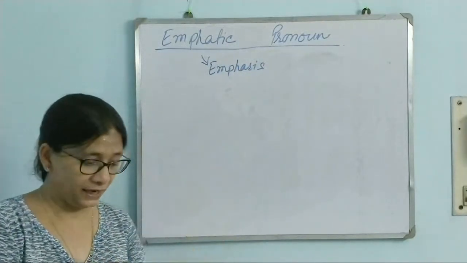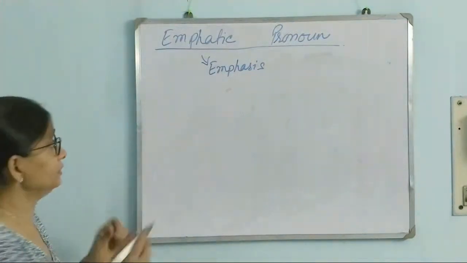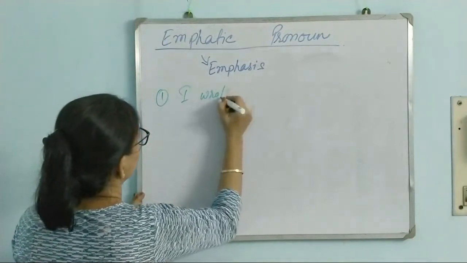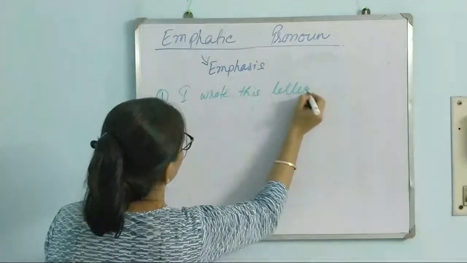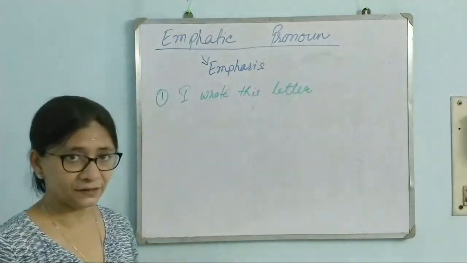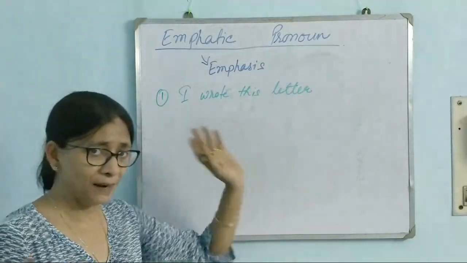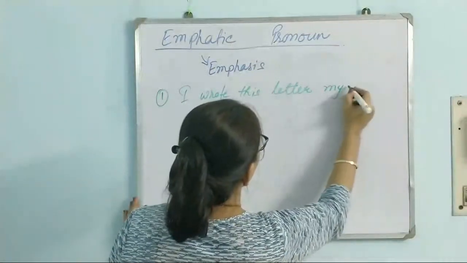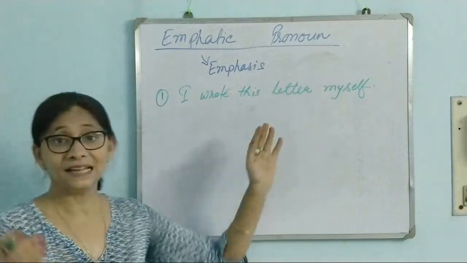force. Okay, let me give you an example. If I say I wrote this letter. This is absolutely correct. It is a complete sentence in itself. But if I add myself, then what do you think? I wrote this letter myself.